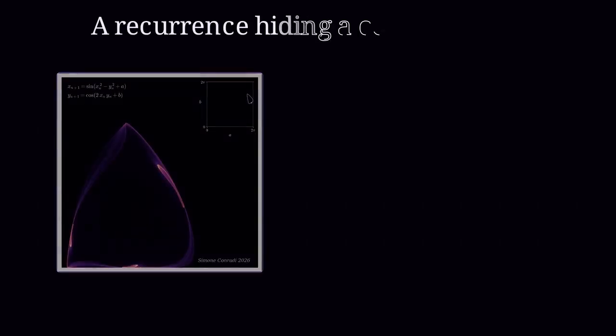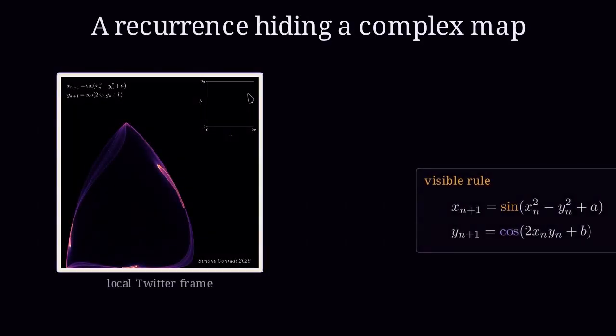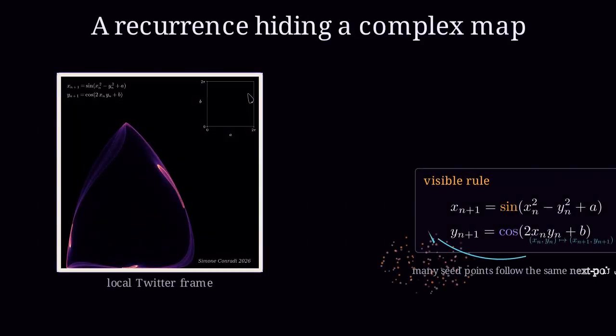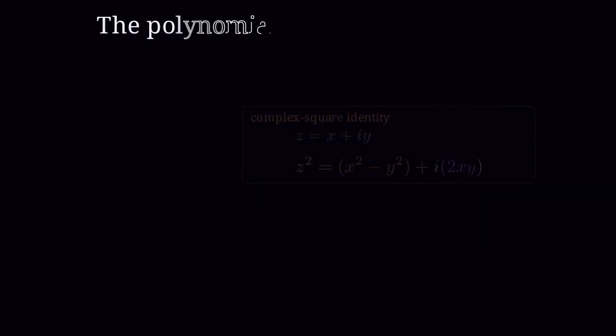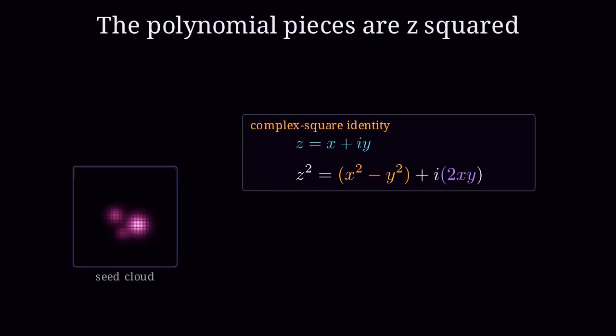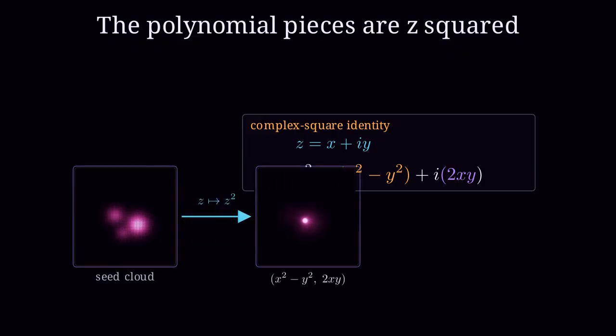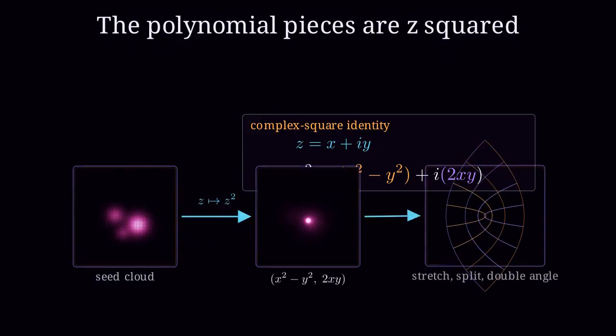The tweet's image is driven by a two-line recurrence. Start with many points, then replace every point by the next one, over and over. The hidden move is complex squaring. For z equals x plus iy, z squared splits into x squared minus y squared, and 2xy.